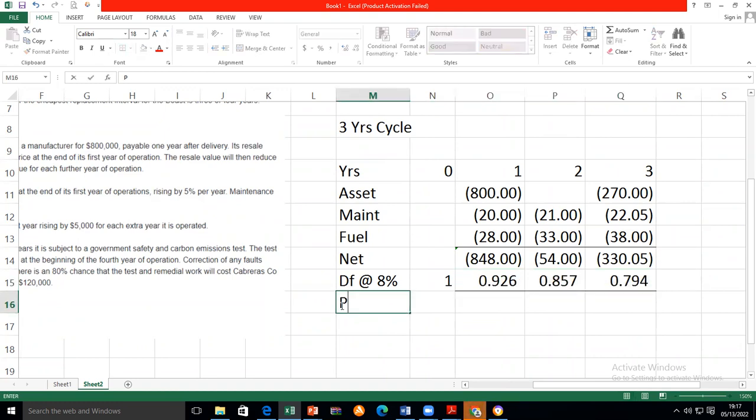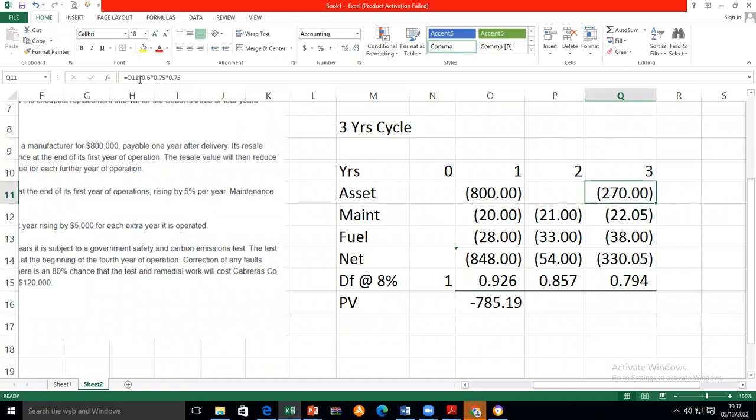Present values? Yes, sir. I think the resale value of 270 should be an inflow. Yes, it is an inflow. It's just been affected by the formula with which he changed it. Okay, you're right. Excellent.